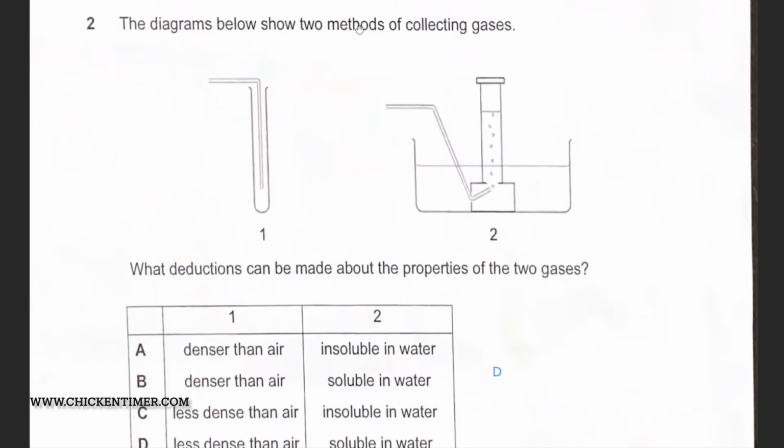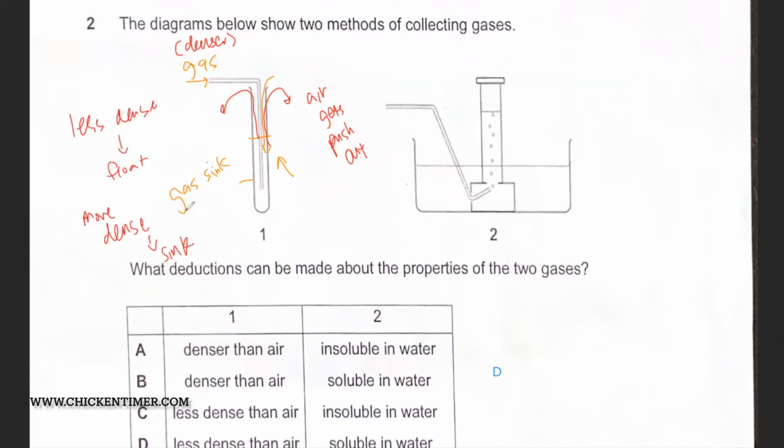So what deductions can be made about the properties of the two gases? You have two methods here. How this one works is like this. You pass gas inside, the gas comes in, then the gas will sink. Because originally there's air inside, when the gas goes in, the air will get pushed out. For this setup to work, your gas must be denser than air, because less dense will float and more dense will sink. So the number one gas should be denser than air.